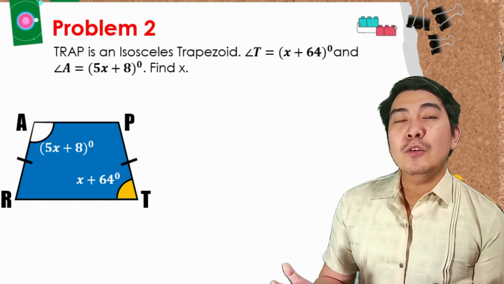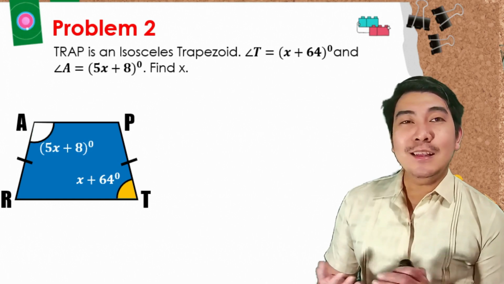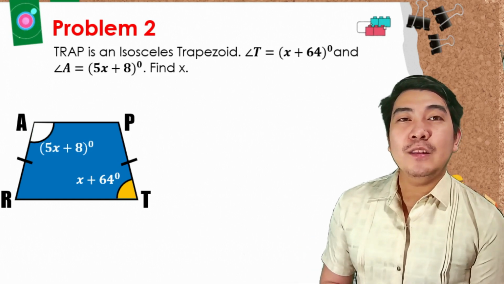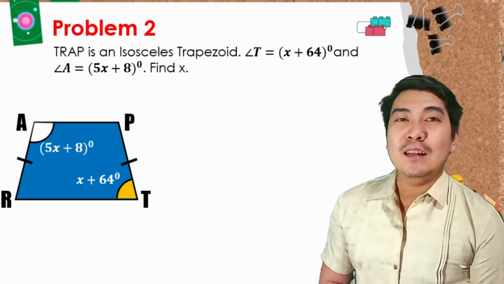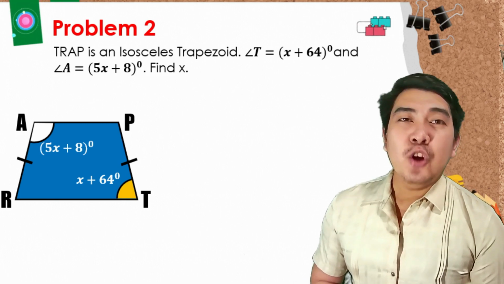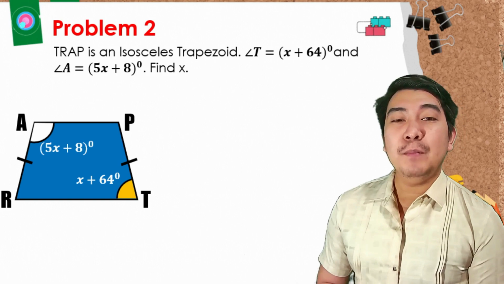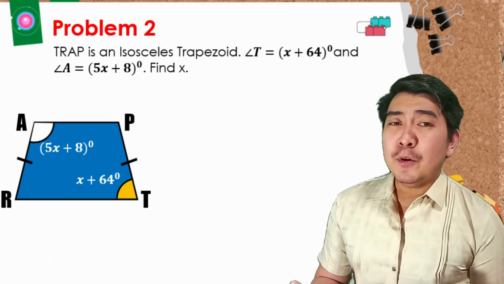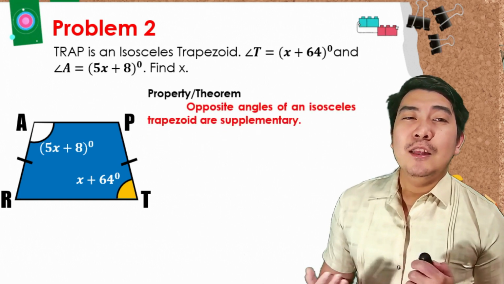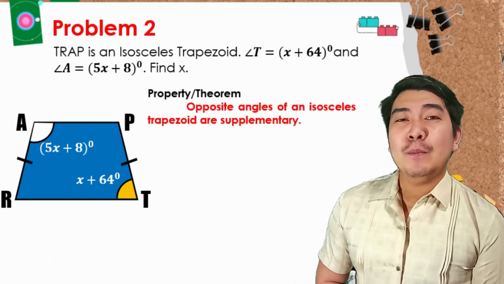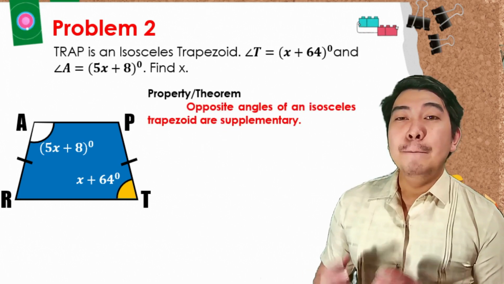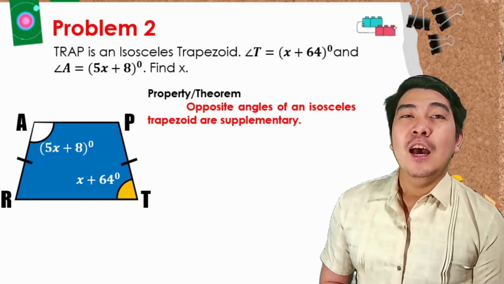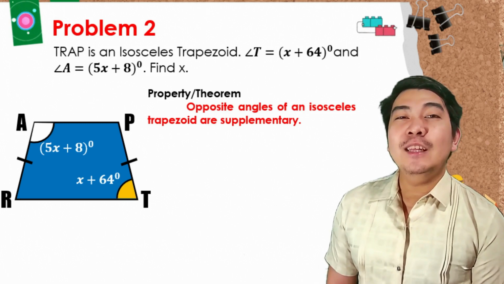How are you going to relate the two angles, angle T and angle A? With respect to an isosceles trapezoid, they are opposite angles. So what can we say about the opposite angles of an isosceles trapezoid? So based on its property, opposite angles of an isosceles trapezoid are supplementary, meaning if we are going to add the two measures of the angles, the sum must be 180.